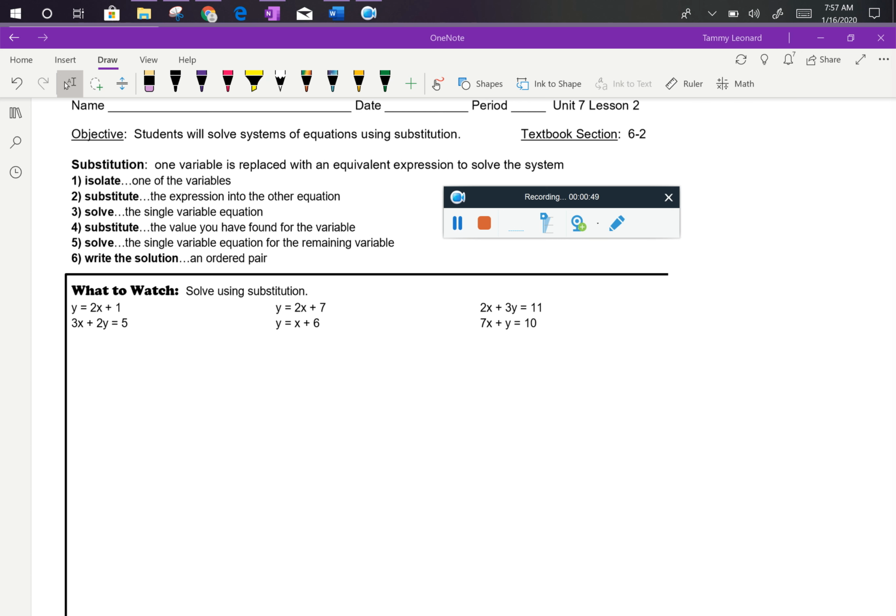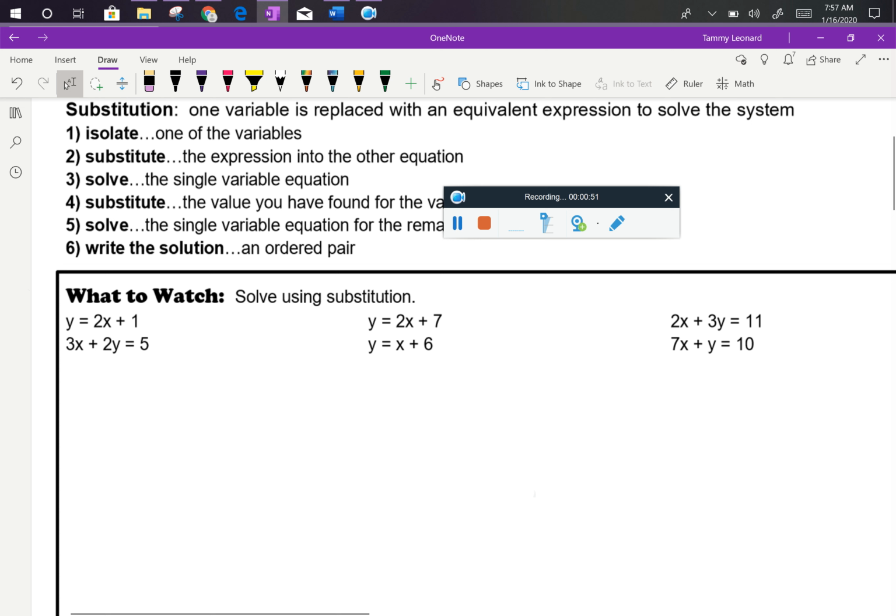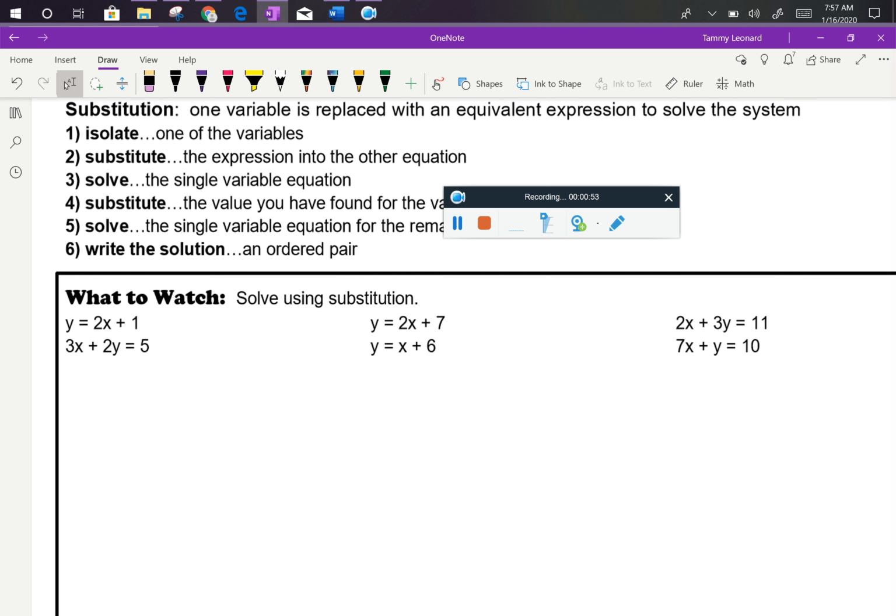So step 1 is going to be to isolate one of the variables. Now, if we look at our very first example, notice y is already isolated. So step 1 has been done for us. And very often you will find that one or more of the variables has already been isolated, and that's why you're choosing to use substitution in the first place. Step 2 is to substitute.